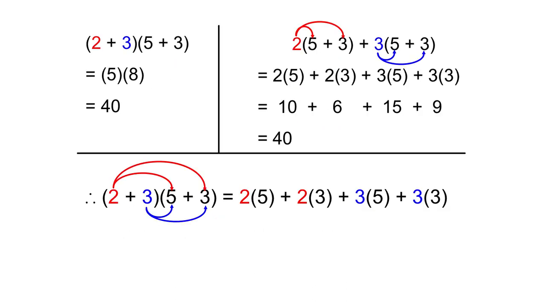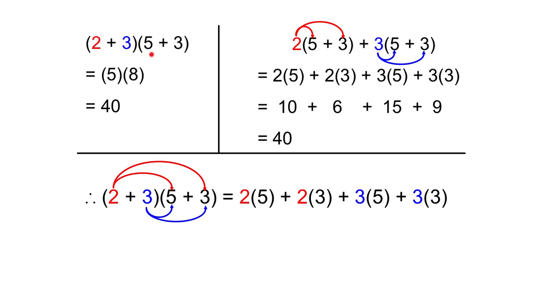Now, take a look at this. 2 plus 3 times 5 plus 3. If we follow BEDMAS, 2 plus 3 is 5, 5 plus 3 is 8, 5 times 8 is 40. Okay, we get 40. Now look at this. 2 times 5 plus 3 plus 3 times 5 plus 3 gets me the same answer.